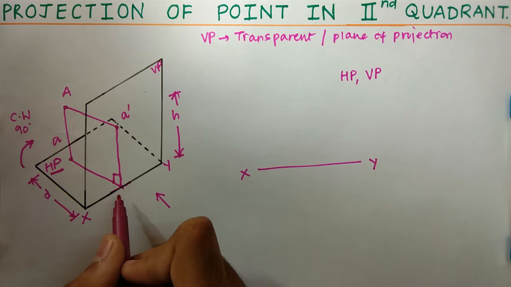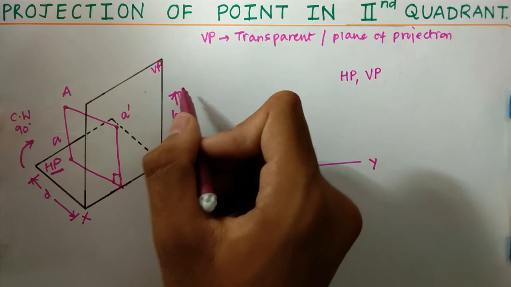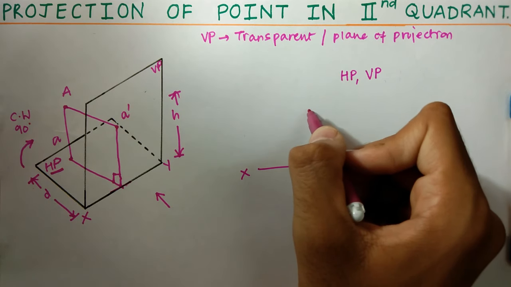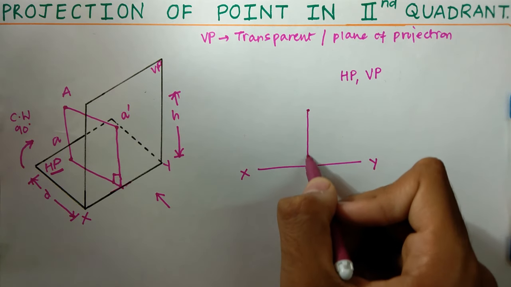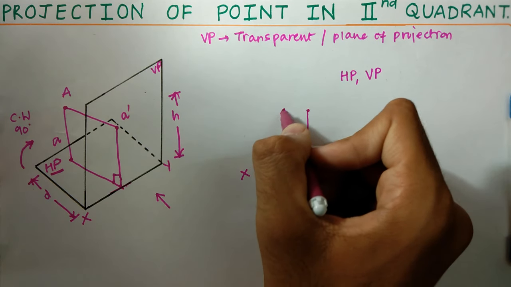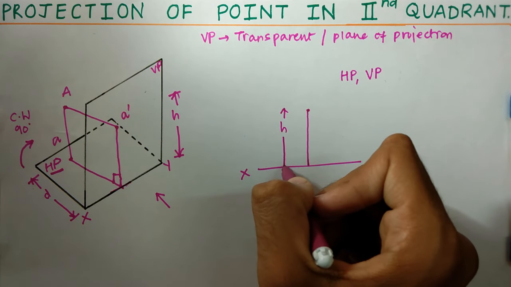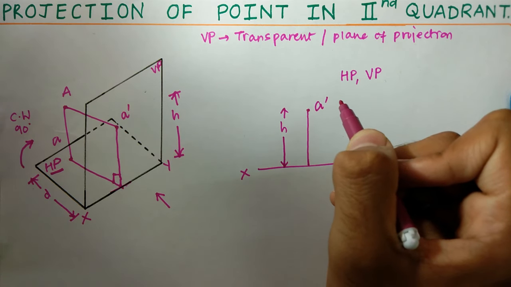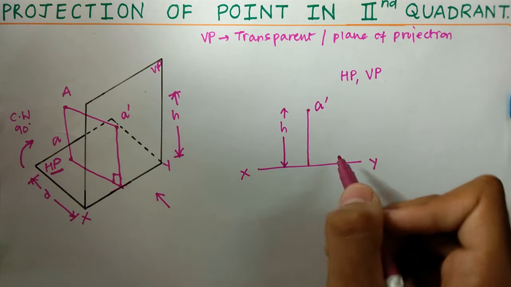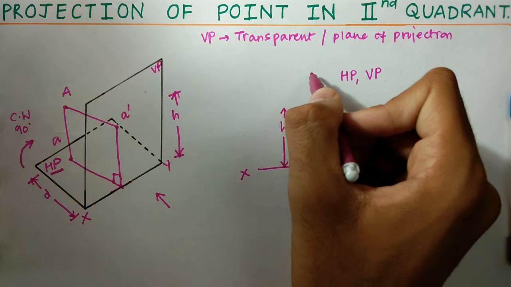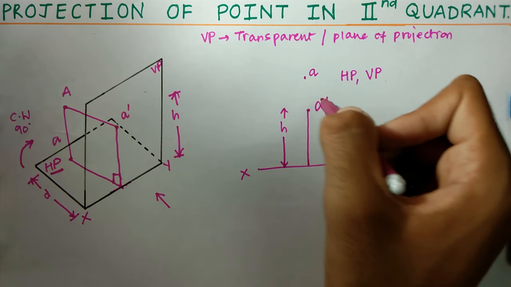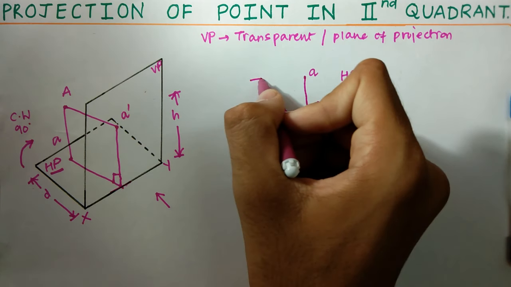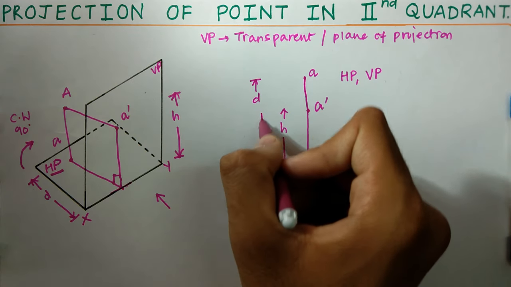Now we have to plot the point A dash which lies at a distance h above the reference line xy. So we have to plot a point A dash having the projector which lies at a distance h from the reference line xy. This is A dash. Moreover, this point A also lies in the same plane. So we have to plot a point A which lies on the same line as that of the front view, but it lies at a distance of d from the reference line xy.